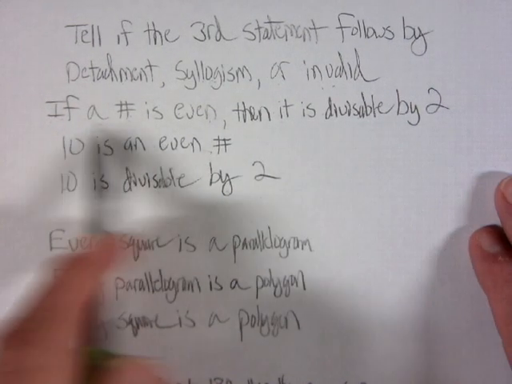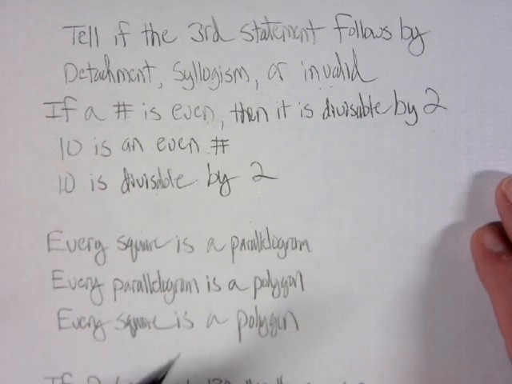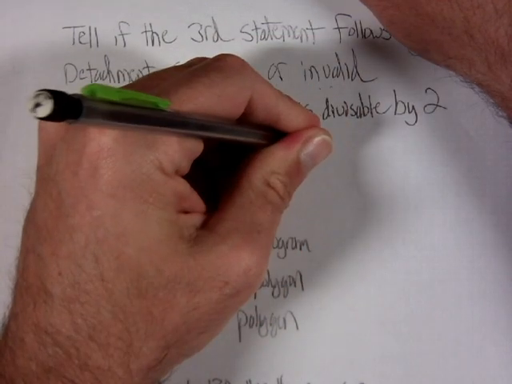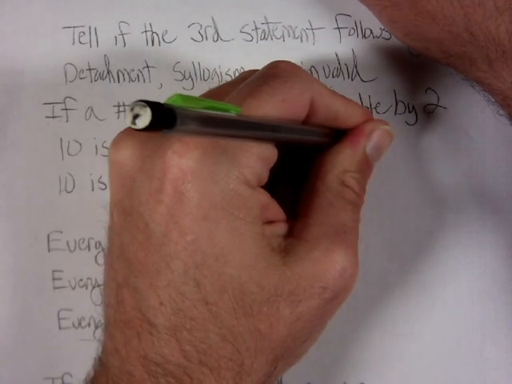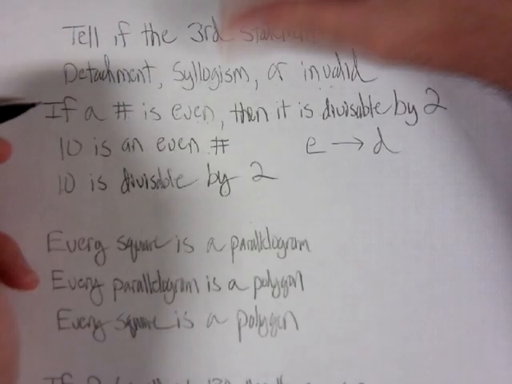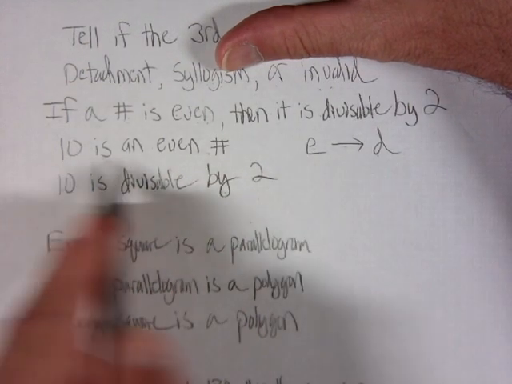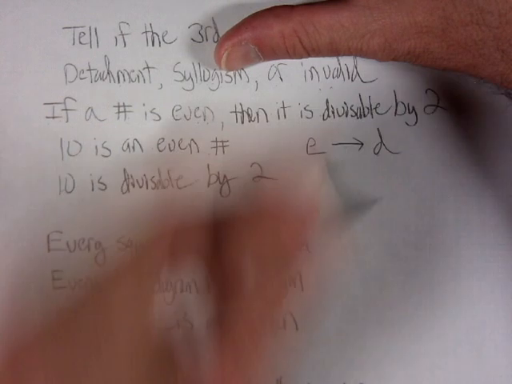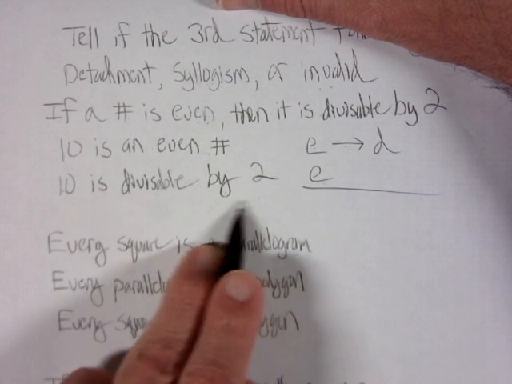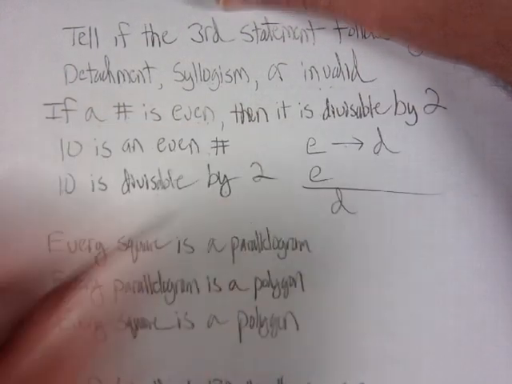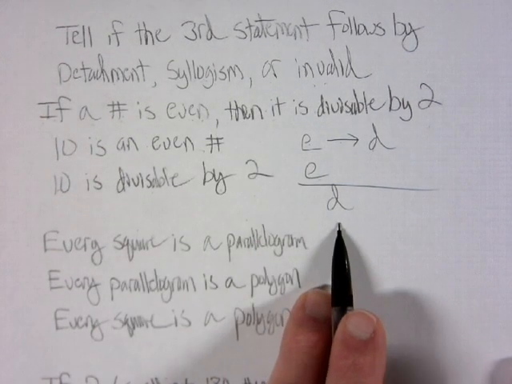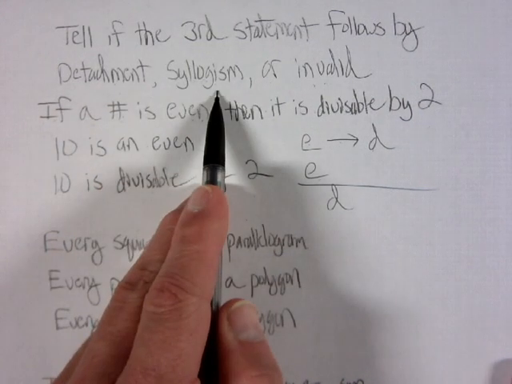So let's write out the statements in symbols and see if it matches. If a number is even, so I'm going to use E to represent that, even, then it's divisible by 2. We'll use D, divisible by 2. So that's the first statement: E implies D. Now what's the second statement? 10 is an even number. That's E. What's the conclusion? The conclusion is that 10 is divisible by 2. That's D. So there's the pattern of the three statements I have presented here. Now the question is, does it follow detachment, syllogism, or neither one?